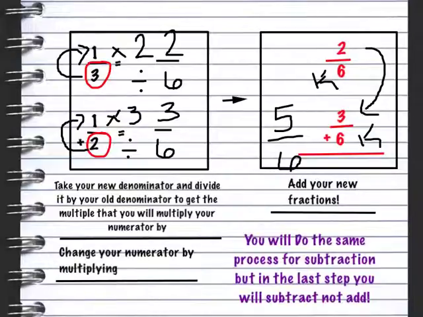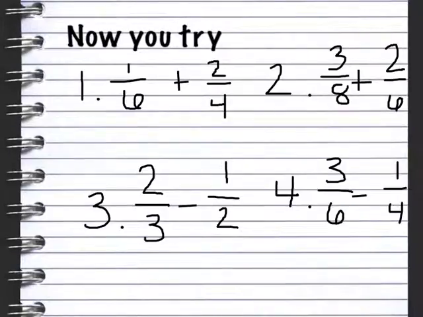You will do the same thing in this adding process for subtraction, but in the last step, you will subtract instead of add. So in this step right here, you will have a subtraction sign, and you will subtract instead of add. Okay, so now that I've gone through the new process, you have it written down.